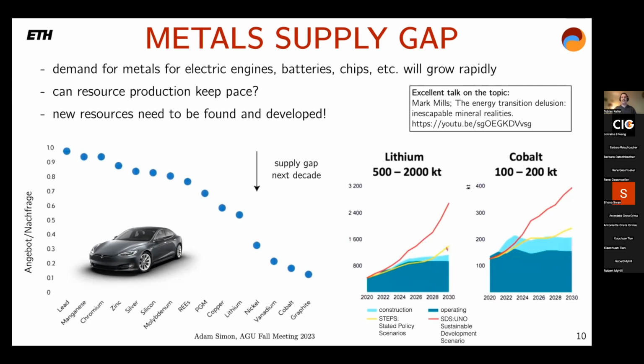And there's a big question about whether or not resource production can keep pace, because as you are all well aware, metals don't grow on a farm, they have to be mined. And so new resources do need to be found and developed. And I'm showing a bit of data here from a presentation that Adam Simon gave at the AGU Fall meeting. This is obviously in 2022, just the end of last year.